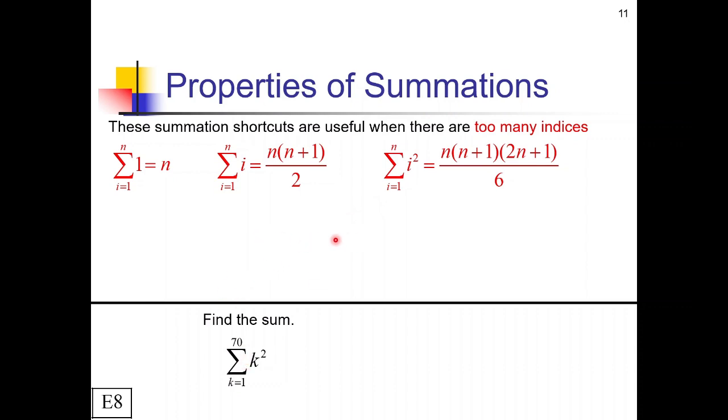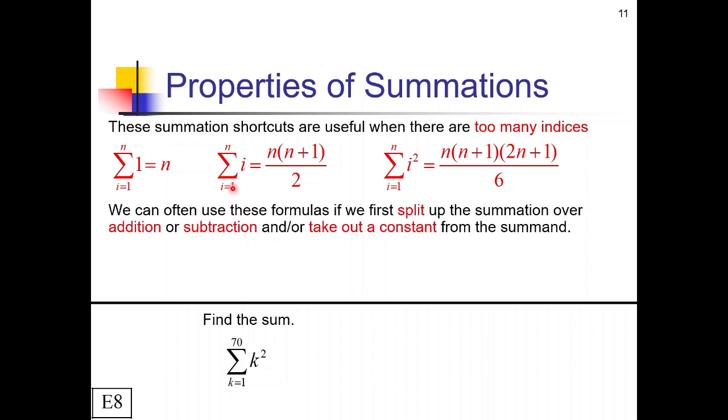Before you work on that, though, just a few other helpful things you can do, because you might be looking at these formulas and thinking, well, that's great if I see exactly 1 or i squared, but what if there's a 3 in here? Or what if this is a minus 5? What could I do in those cases? Or if there's a 3i minus 5 inside there. We can often use these formulas if we first split up the summation over addition or subtraction, or if we take a constant out from the summand. So let me show you what I'm talking about.